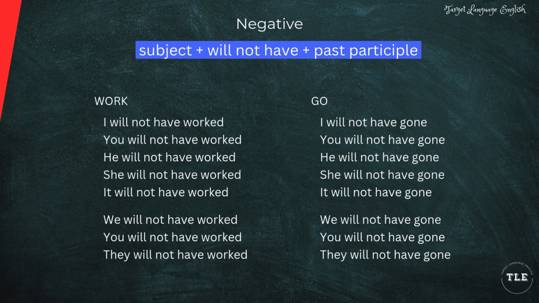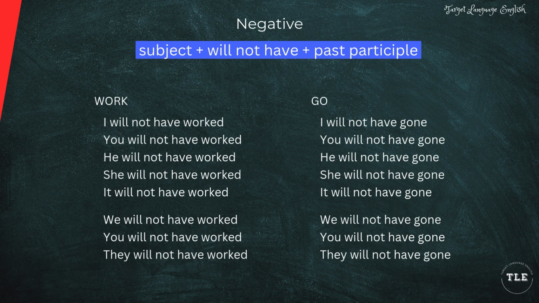Work, singular. I will not have worked, you will not have worked, he will not have worked, she will not have worked, it will not have worked. Plural, we will not have worked, you will not have worked, they will not have worked.